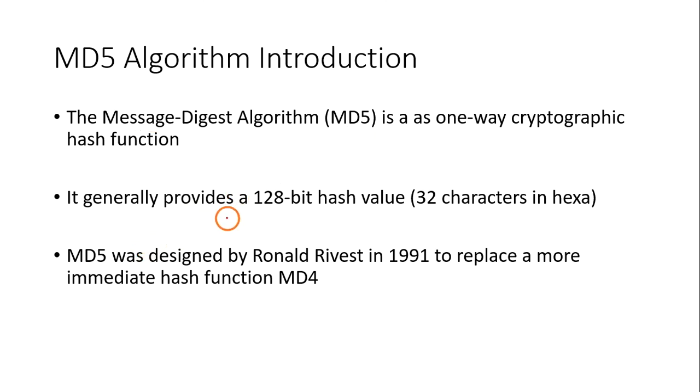The output of MD5 is a 128-bit hash value. As I told you in the previous video, the hash value is usually represented in hex format. In hexadecimal format, every character occupies 4 bits. So if you multiply 32 by 4, you get 128. So an MD5 hash value contains 32 hexadecimal characters.